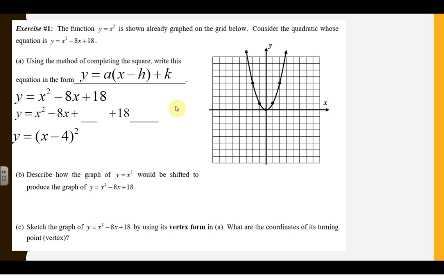So we're going to divide by 2 and square it. 8 divided by 2 is 4. 4 squared is 16. Now, remember, we're keeping it equal. So when you do it on the same side of the equation, you have to do a plus and a minus because that cancels out, and then it's still equal to what it was.